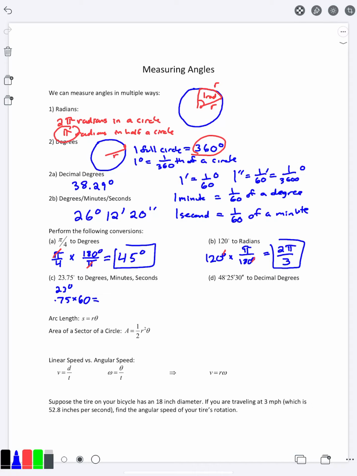And the reason we do it that way is because if there are 60 minutes in one whole degree, and I have 0.75 degrees, then how many minutes do I have? I have 0.75 times 60. I'm going to get 45 here. And so that means that 23.75 degrees is the same as 23 degrees, 45 minutes.